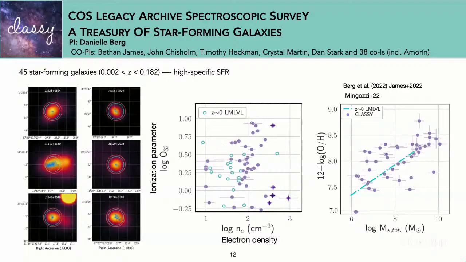But one of the things about CLASSY is that it covers different galaxy properties, like the ionization parameter, in terms of the ionization state of the gas, and also electron density. We have, again, the mass metallicity relationship, with metallicity and stellar masses. So with CLASSY, we can try to understand these properties and see how this works also in high redshift by doing comparisons.